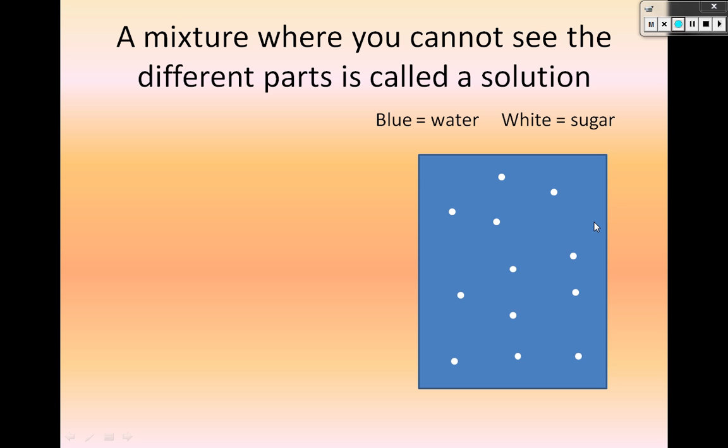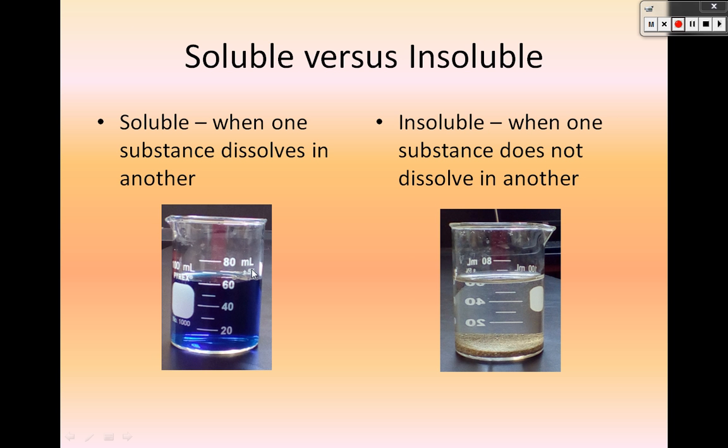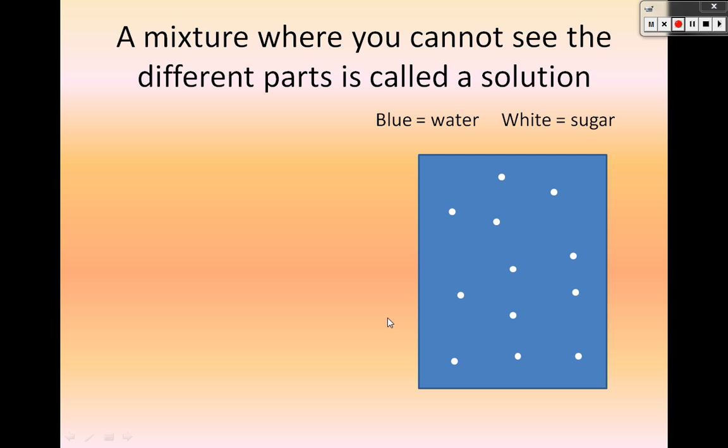So let's now talk specifically about those mixtures where you cannot see the different parts. So here we're talking about the blue food coloring in water. Mixtures where you cannot see the different parts have a special name, and that name is a solution. Let's look at this solution here. The blue is water and the white are particles of sugar that are dissolved in the water.